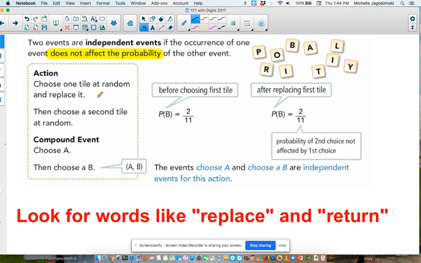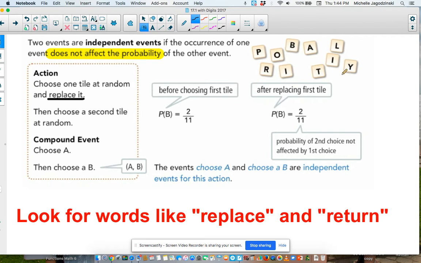So when I read this, it says choose one tile at random and replace it. So I am taking a tile. I have these letter tiles here. Notice it spells the word probability. I'm taking a tile, I'm recording it, and then I'm putting it back inside of the bag. And then I reach in and I take another and I pull a letter out, I record it, and I put it back in the bag. So it says then choose a second tile, and the compound event is choose A and then choose a B. So the probability of choosing the letter A and then choosing the letter B.